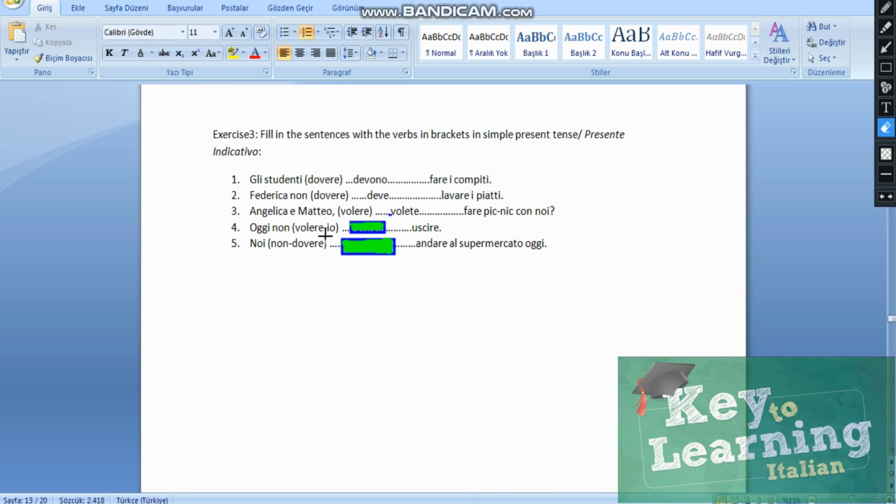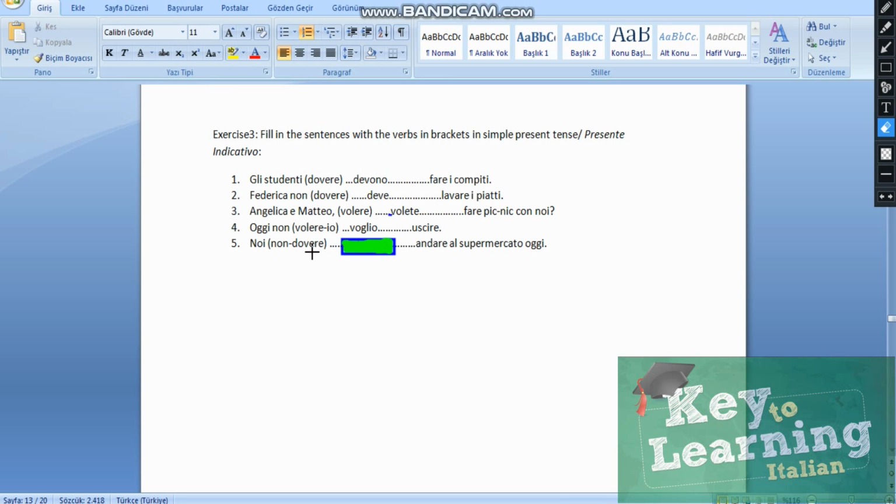Oggi volere io. Here it's simple because it's just written next to the verb volere that we need to conjugate the verb in the first singular person, io. And when we conjugate the verb volere in the first singular person, it becomes voglio. Oggi non voglio uscire.